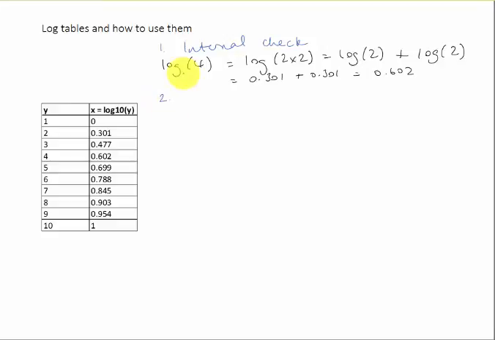But then we can also use this to look at numbers beyond this range, so 1 to 10. So smaller or bigger numbers.